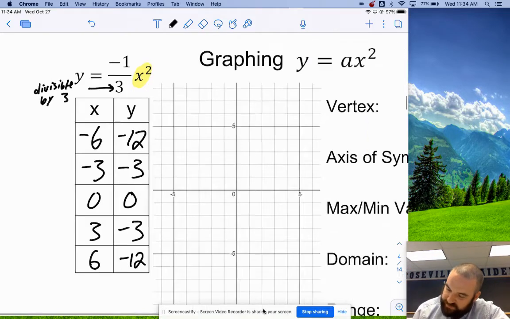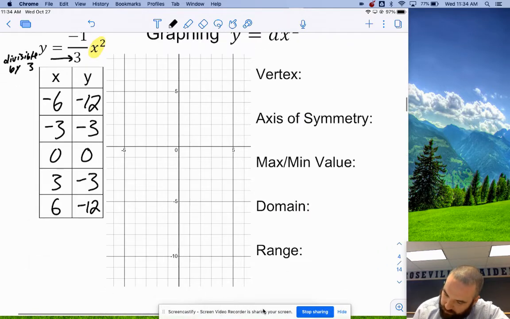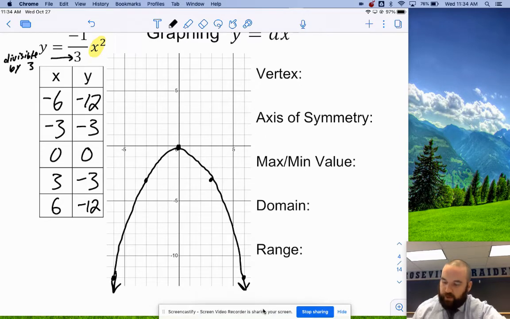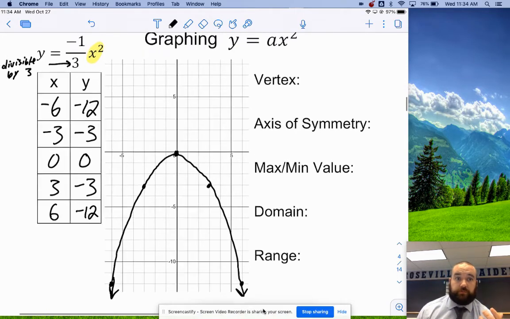So negative 6 comma negative 12 is going to be all the way down here. Negative 3 comma negative 3 is right here. Still have 0, 0. 3 comma negative 3 is right there, and then 6 comma negative 12 is all the way down here. So it might be a little tougher to see, but we do actually get a wider parabola. I'm going to put arrows on the end because the graph does keep going. That's a little bit wider than our parent function was.